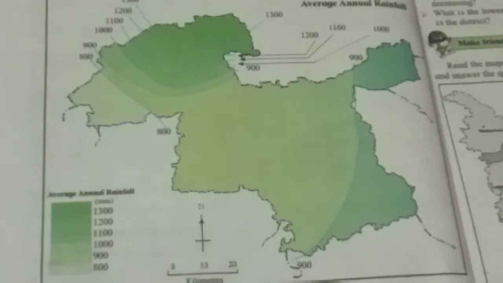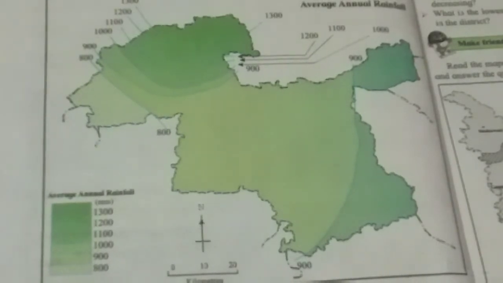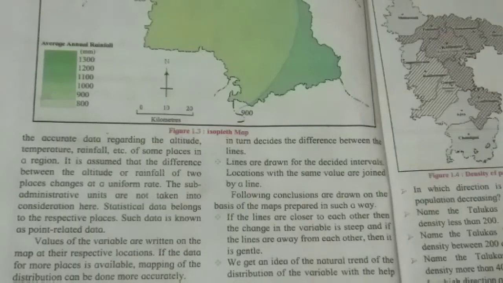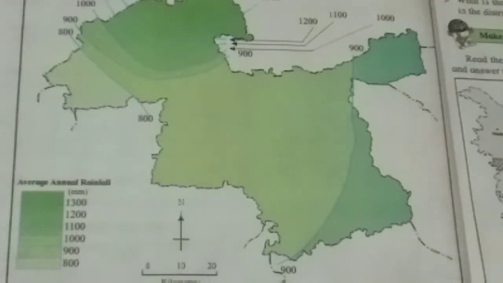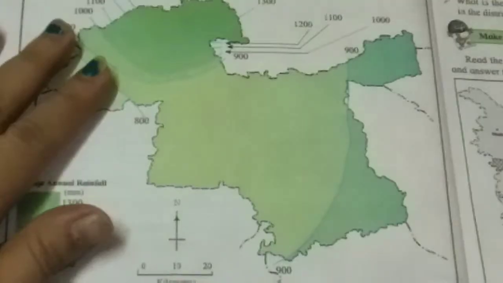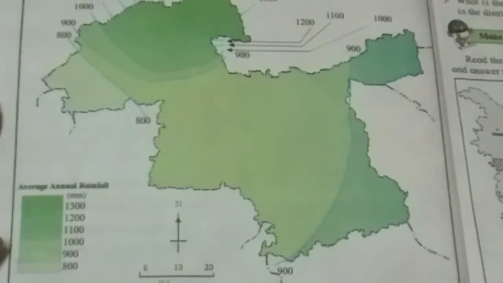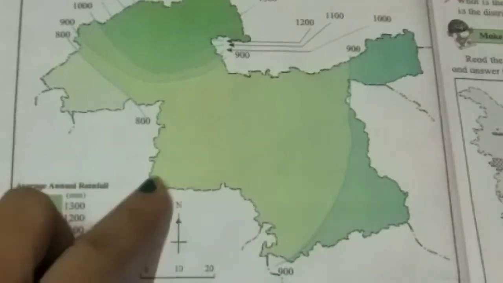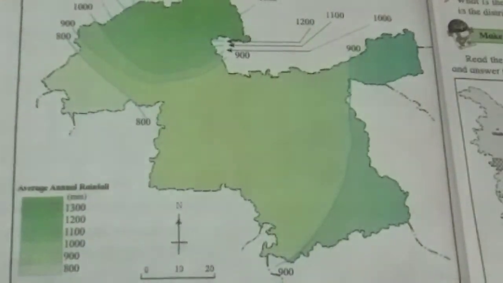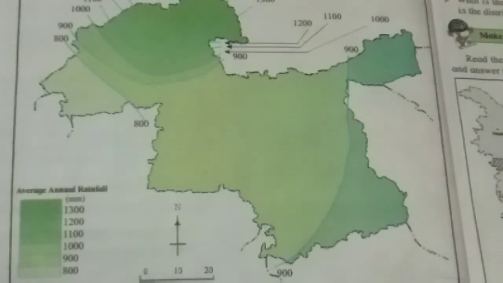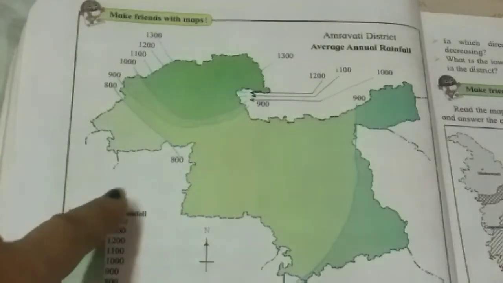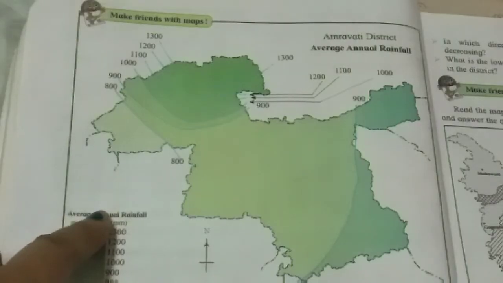Values of the variables are written on the map at their respective locations. If the data for more places is available, mapping of the distributions can be done more accurately. Following conclusions are drawn on the basis of the maps prepared in such a way: if the lines are closer to each other, then the change in the variable is steep, and if the lines are away from each other, then it is gentle. We get an idea of the natural trend of the distribution of the variable with the help of this map. This is the isopleth map, figure 1.3, page number 4.